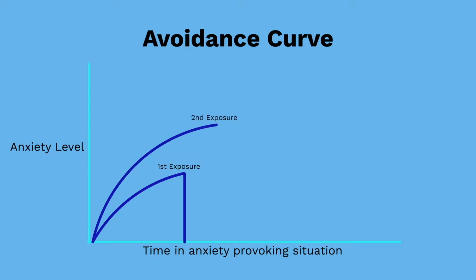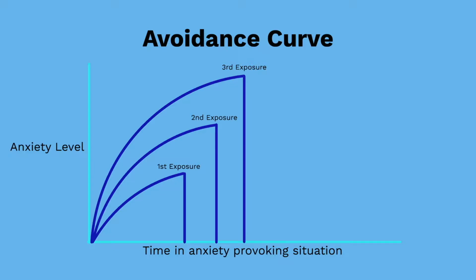Perhaps we remember that last time we were unable to do it, and the only thing that helped was to avoid. So what do we do again? That's right, we avoid again. And this cycle repeats itself. However, this time, as you can see, the more we avoid a situation, the more difficult it is to face in the future, because we are reinforcing the original thoughts that we cannot manage, and the only way to reduce our symptoms is to avoid.